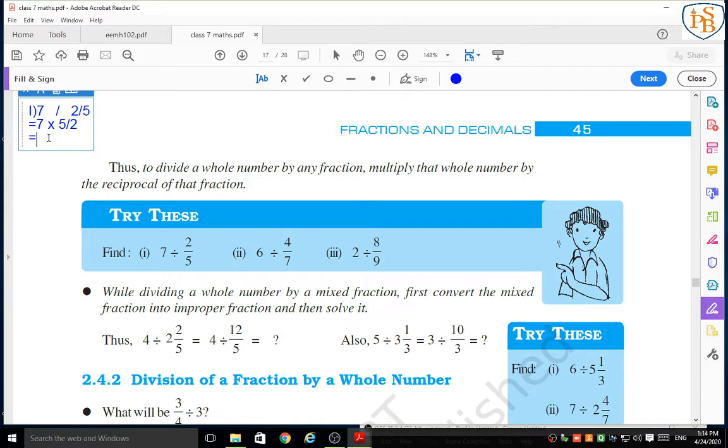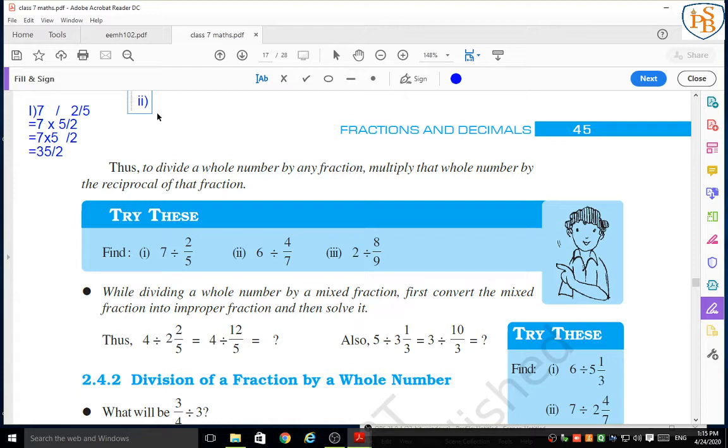Now we are going to multiply. We simply multiply the numerators, and multiply the numbers in the denominators. So our next step is 7 multiplied by 5 divided by 2. So our answer will be 7 fives are 35 upon 2. So my answer for 7 divided by 2 upon 5 is 35 upon 2. Do you get this? Now look at the second example.